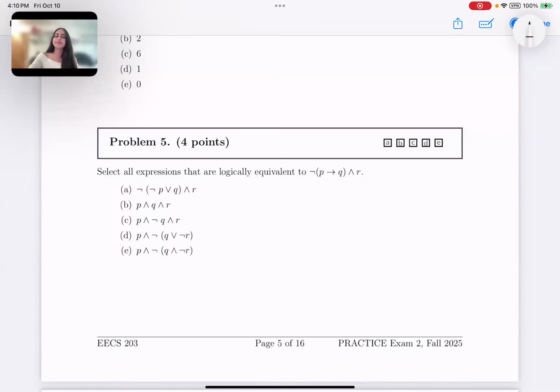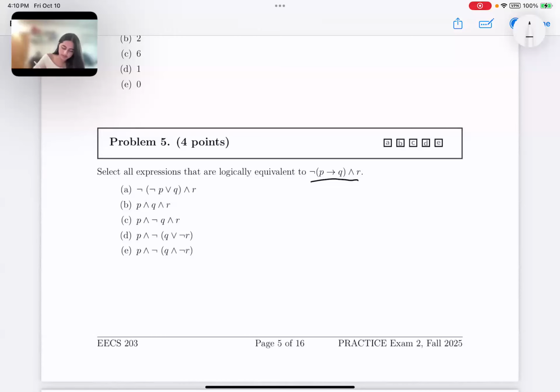Hi, we're going to be talking about problem 5 for practice exam 2 in preparation for exam 1 of fall 2025. This problem asks us to select all expressions that are logically equivalent to this expression here, which is going to be not (P implies Q) and R. Okay, so for this problem, we can start to directly look at the answer choices.